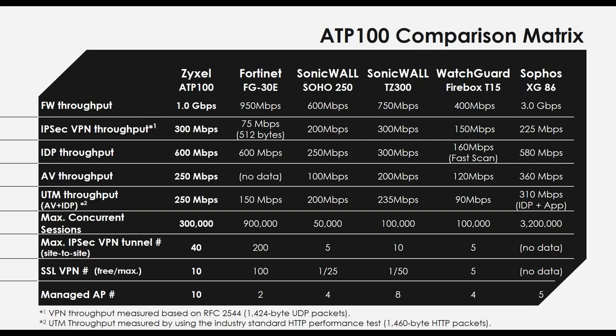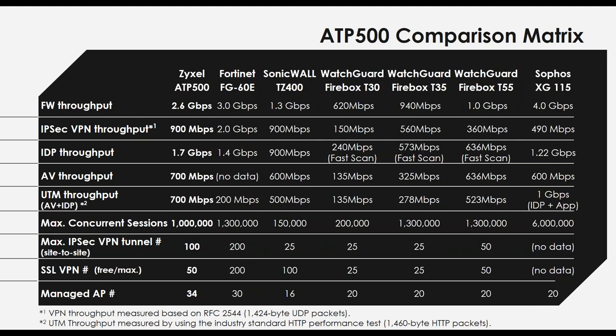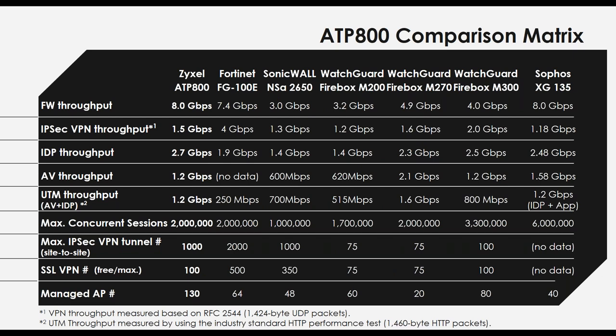And this is quite a useful series of competitive charts that we've put together. So this is basically for each model, ATP 100 in this instance, you've got the competition and their throughput rates and their scan rates and the number of sessions, the number of IPsec VPN tunnels, the number of SSL tunnels, and the number of access points that they manage. So these are quite a useful sales tool for salesmen or saleswomen, basically to compare against the competition. So you've got the 100 here, you've got the 200, 500, and the 800. So this is actually quite, if I just go back, you see there's quite a useful series of slides for the competition. And I think that's nearly it, actually.